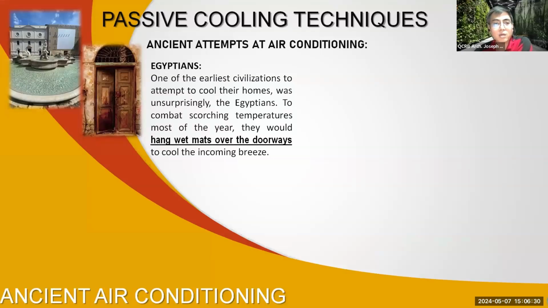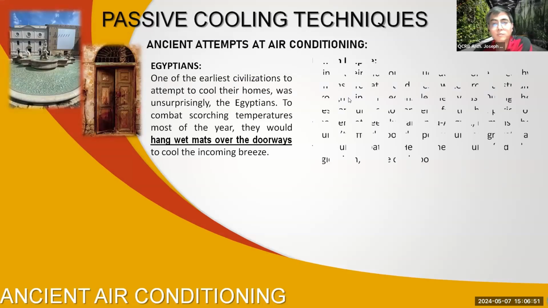So what are the ancient attempts at air conditioning? The Egyptians, one of the earliest civilizations, attempted to cool their homes by hanging wet mats over the doorways. So wet mats, doormat, whatever, abaka, whatever. You wet it and you hang it over your doorway, over your door, over your window. So that's a technique to cool your room.